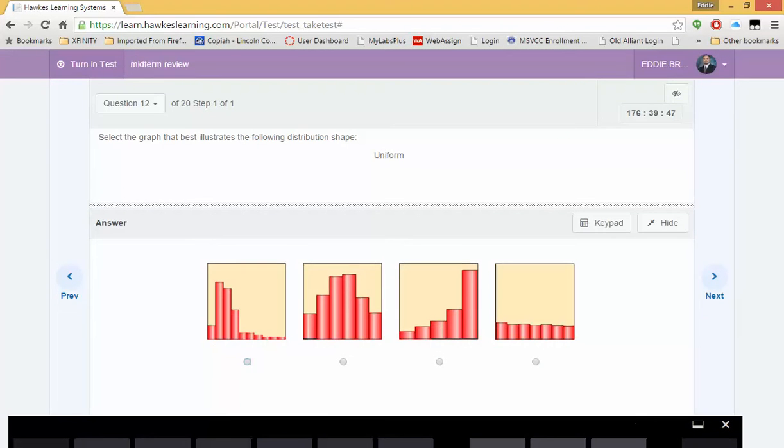Moving right along. Select the graph that best illustrates the following distribution shape. Uniform. Uniform's graph is approximately rectangular. So look at those 4 graphs, and which one do you think is approximately rectangular? There's only one that's close. I mean, it's not going to be exact. It's got to be that one, right? You could make a rectangle right there.